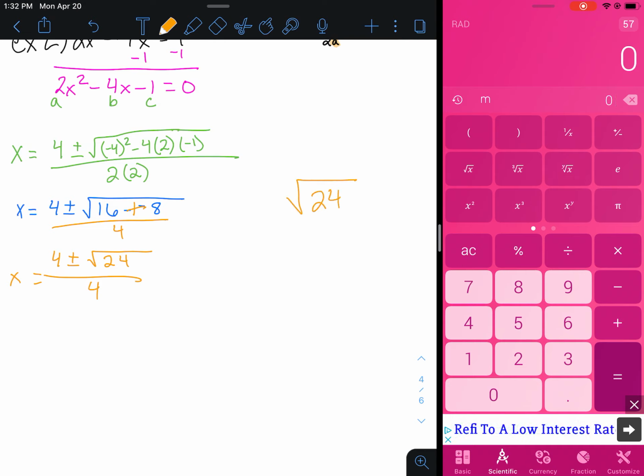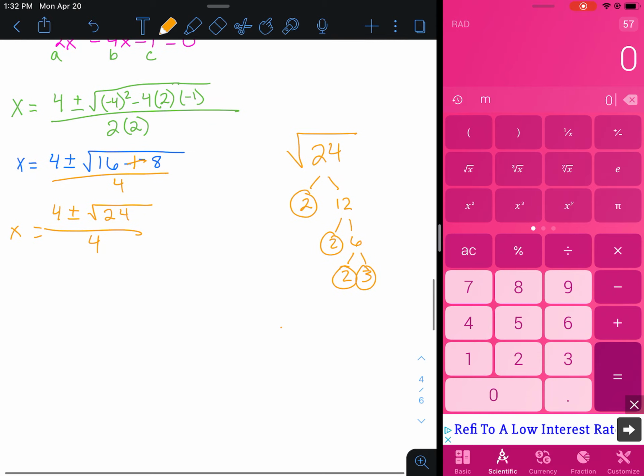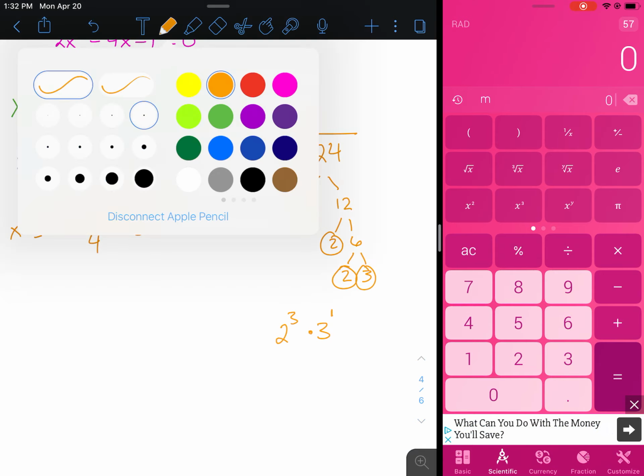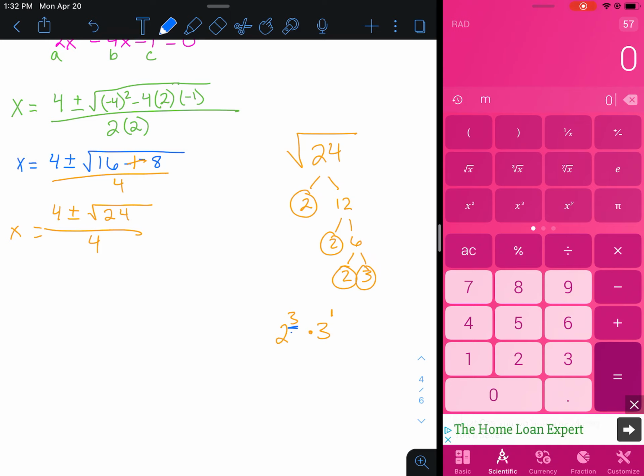I'm going to come over here and look at the square root of 24. I know that's not a perfect square, but the two perfect squares that it falls between are 16 and 25, so very close to 25. All right, so I know 2 is a prime number. This simplifies to 12. Then I have 2, and I have 6. Then I have 2, and then I have 3. Okay, so this simplifies to 2 cubed times 3.